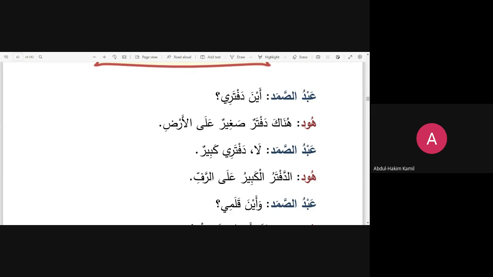Look at this. Ad-daftar al-kabir. That's not a complete sentence. You have to finish it. That's a description. Al-kabir, you just described that word. Listen, I can leave off that word kabir. I can say ad-daftar al-raf. I don't need kabir. That's just a description.